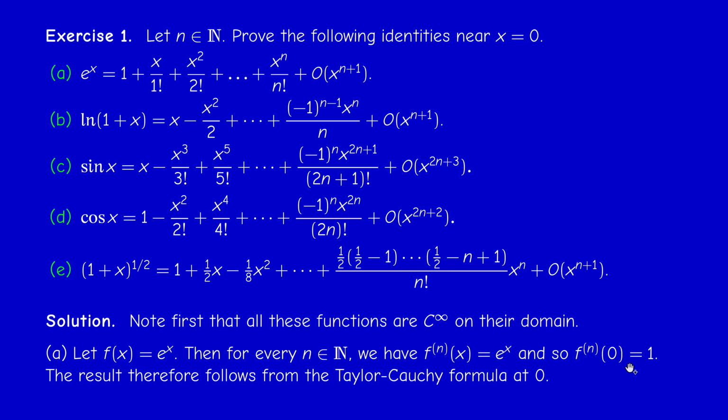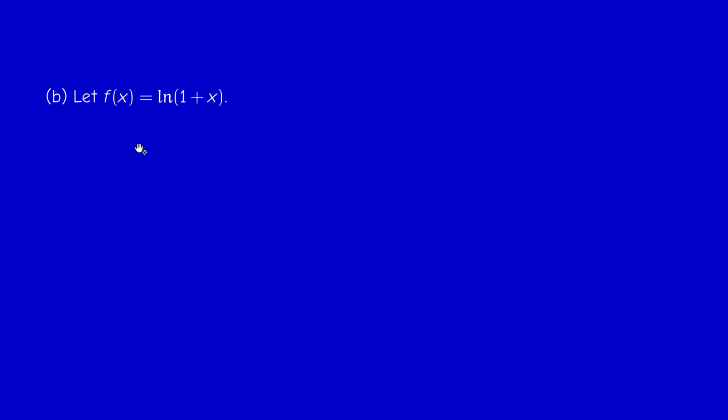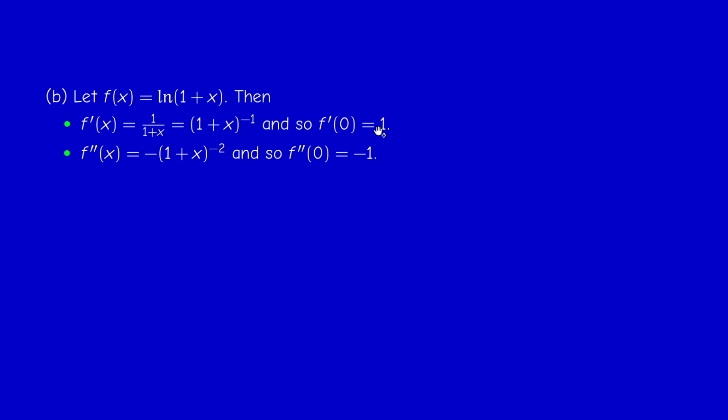Because this is 1 over n factorial, the general term. And don't forget to divide by the factorial of the quantity. Okay? So this is easy. Now for the second one, if f is ln of 1 plus x, then when I differentiate one time, I get (1 plus x)^(-1). And so at 0, we have 1. If we differentiate another time, I put it explicitly in this way because it's now easier to differentiate.